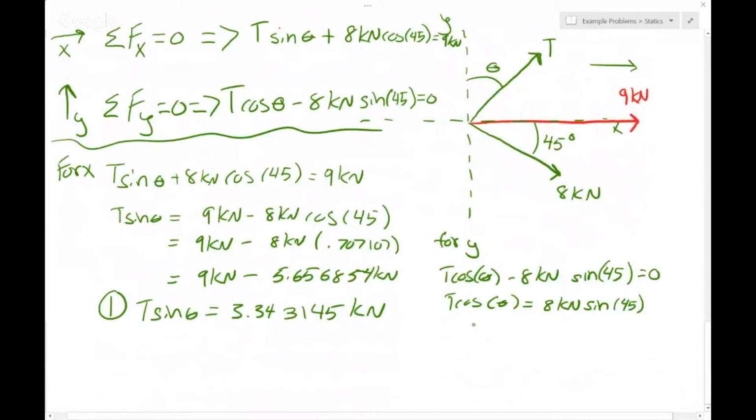And then we can just evaluate that to get our second equation of T cosine theta is equal to 5.65685. And that is because sine 45 and cosine of 45 are both equal to this, the 0.707107. So we can just take this value and move it over here.